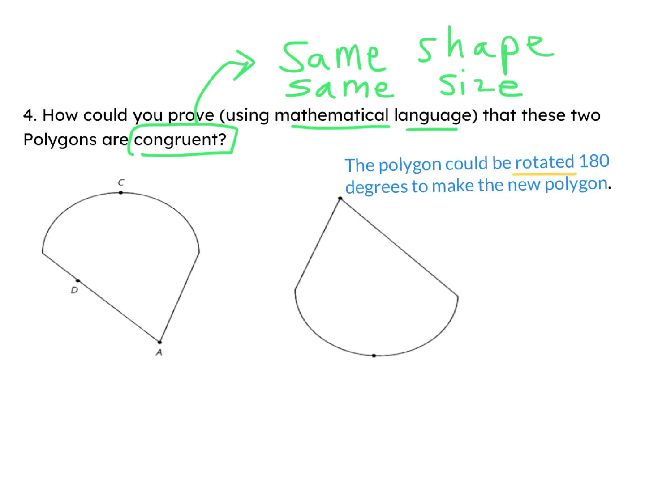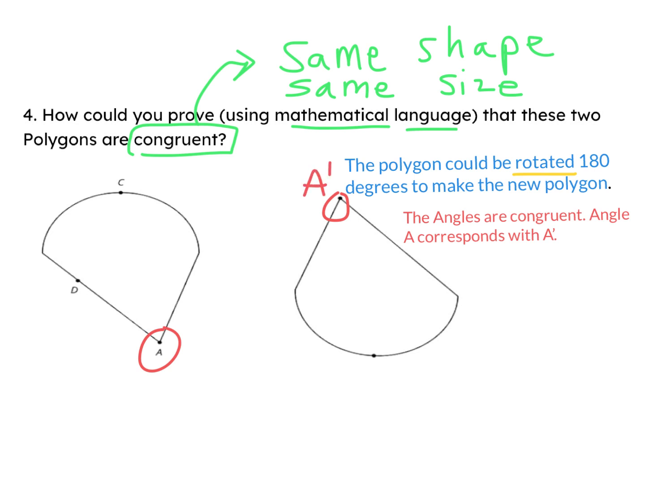So I went ahead and typed that in. You could go ahead and write that on your notes. So the fact that they can be rotated would prove that they would be congruent, because rotations produce congruent images. The other thing I notice is, did you see this point right here and this point right here? Those appear to be the same angle. So we could also note that the angle measures are congruent. So that's a second thing we can say, that angle A would correspond here with A prime.